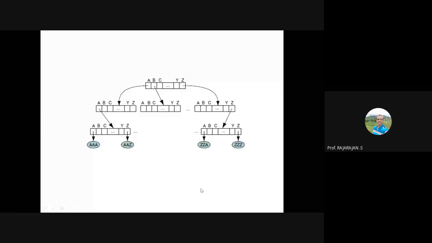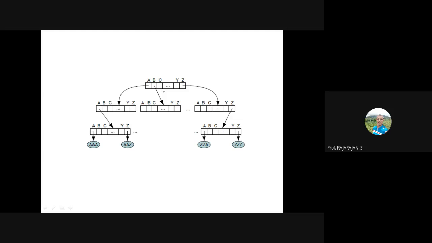Okay, let me just quickly resume the discussion. So this is what I was explaining to you. I think now the PPT is visible to you. So this is what I was explaining, that this is a lexical search tree.